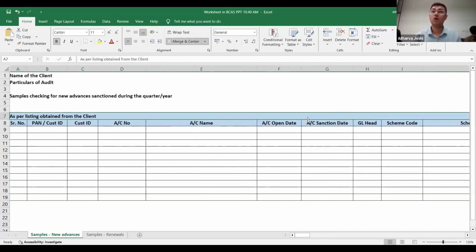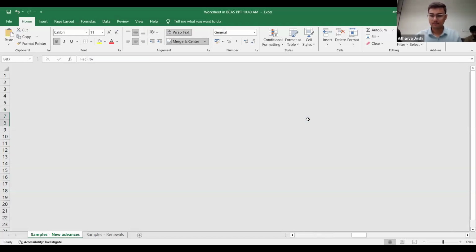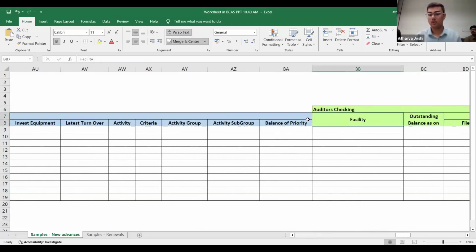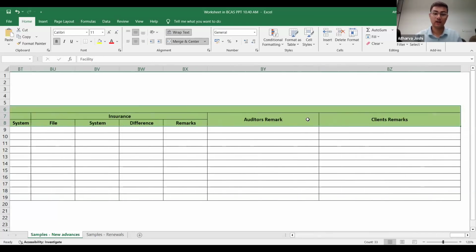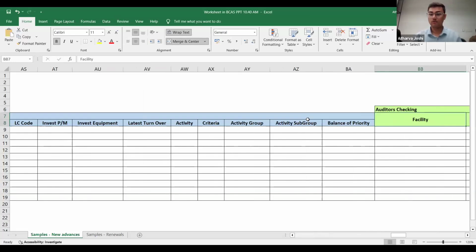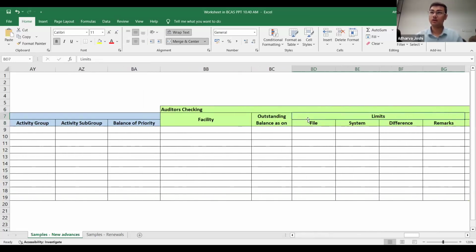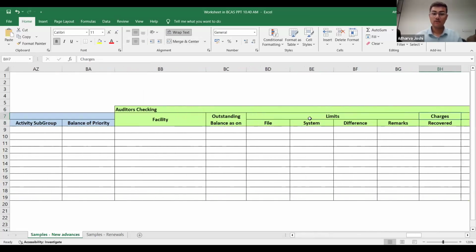So now what shall we be auditing in advances? As you can see on the right side, the green portion, which I have highlighted right now, is the part of the auditor checking which we should be performing in the branch. So firstly, we should be looking after the facility, which facility is taken by the borrower. It should be mentioned in the sanction letter. What is the amount of loan borrowing which is outstanding as on the audit period.